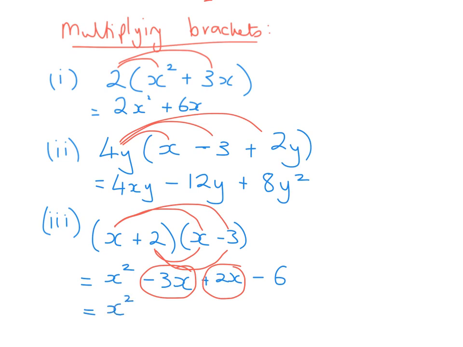So we'll write down our x squared, and then we have minus 3x plus 2x. Again, remember, they're not multiplying now, they're just adding together. So that's going to give me minus x minus 6. And that's our final answer there, okay? Again, take note that we did not add the x squared on because x squared and x are not like terms.